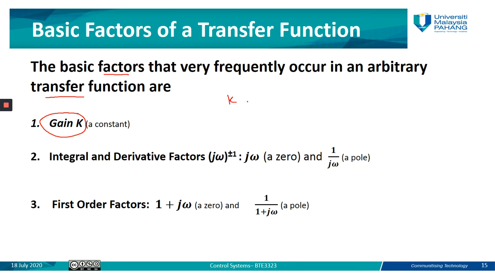Gain can be any value. For example, if we have 2 times (s plus 2) over (s plus 3), the value 2 here represents the gain for our transfer function. If we have 100 over (s plus 2)(s plus 3), our gain will be 100. It's the value of the gain, or the constant, that exists in the numerator of our transfer function. Okay, so each transfer function has a gain. If there is no value here, it's 1, so the gain is equal to 1.